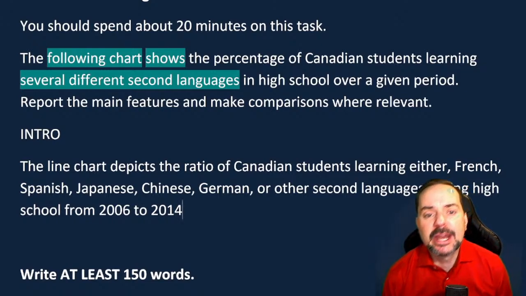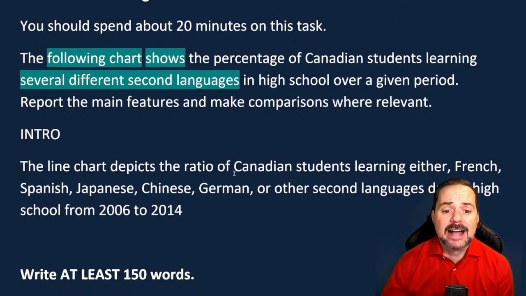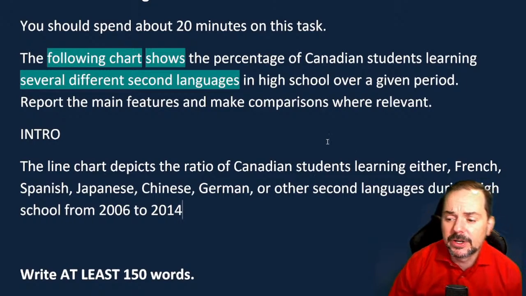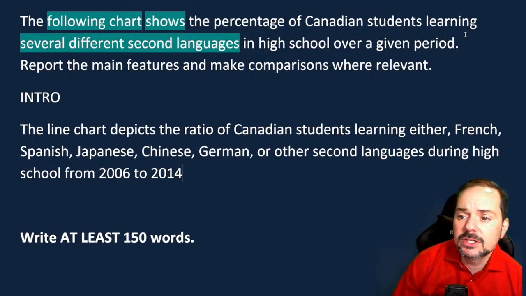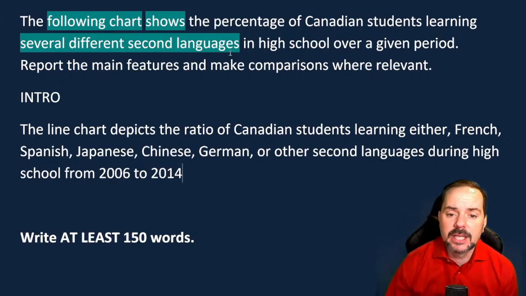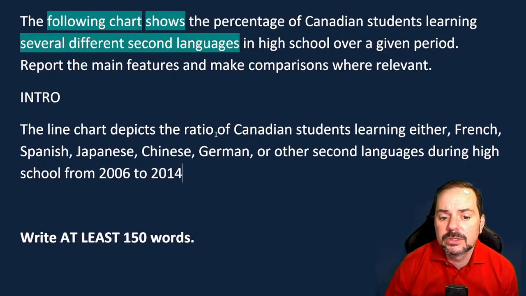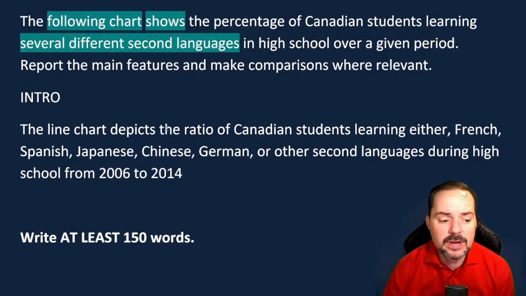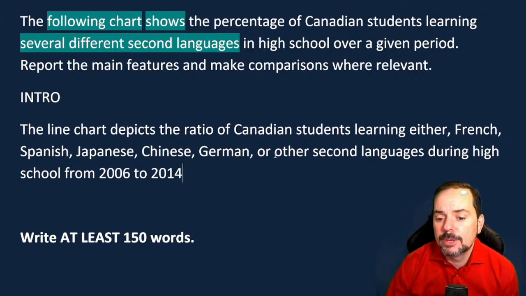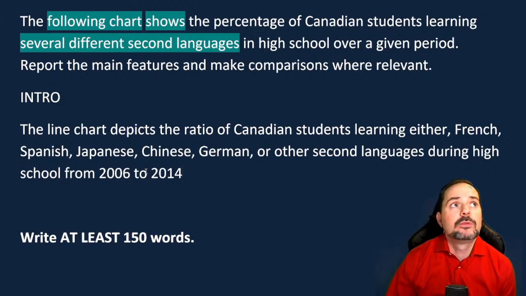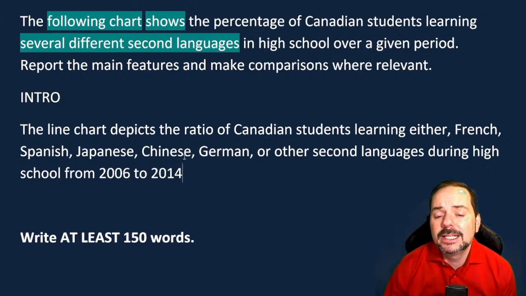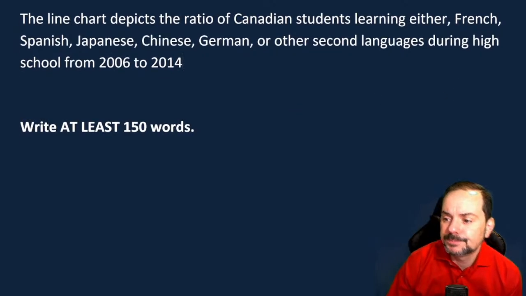Okay, so I don't just paraphrase. It's much more valuable to give these details. This is going to help you to get that band 8 or band 9, all right? So again, take a look. The following chart shows the percentage of Canadian students learning several different second languages in high school over a given period. Now look at what I wrote. The line chart depicts the ratio of Canadian students learning either French, Spanish, Japanese, Chinese, German, or other second languages during high school from 2006 to 2014. It's much more detailed, it's much more valuable, okay?